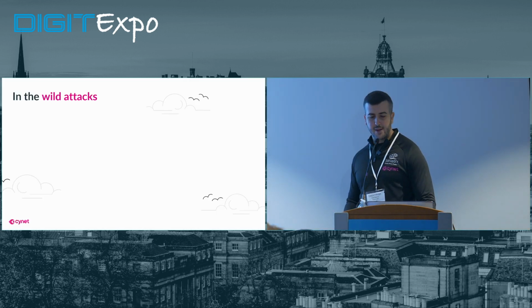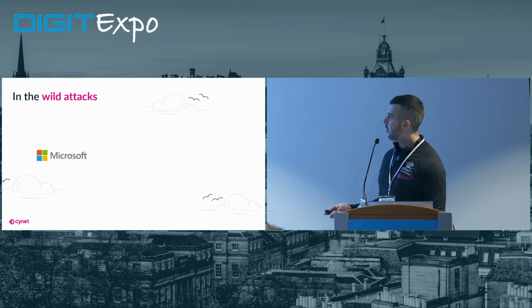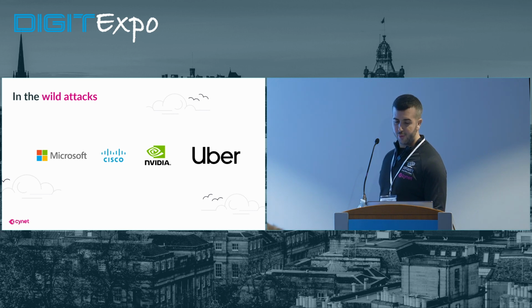Okay, let's see some large companies that were attacked by different types of info stealers. Maybe you know them. We have Microsoft, Cisco, NVIDIA, and Uber. All of these have been breached using a leaked employee's credential as the initial access vector for the attack.